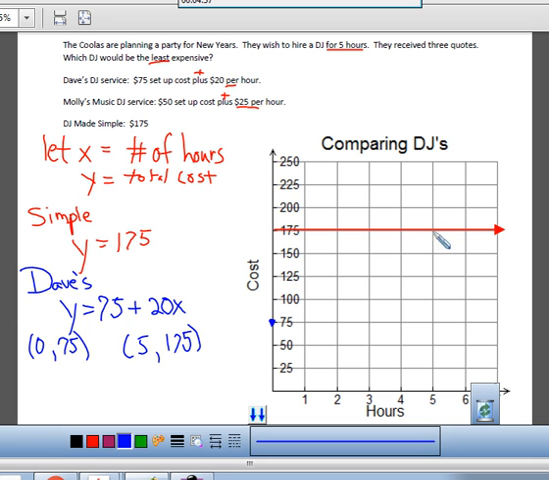So that's right here. Now I'm going to use my line tool. You would use your ruler and connect a nice straight line, putting an arrow going out. And I have one more.